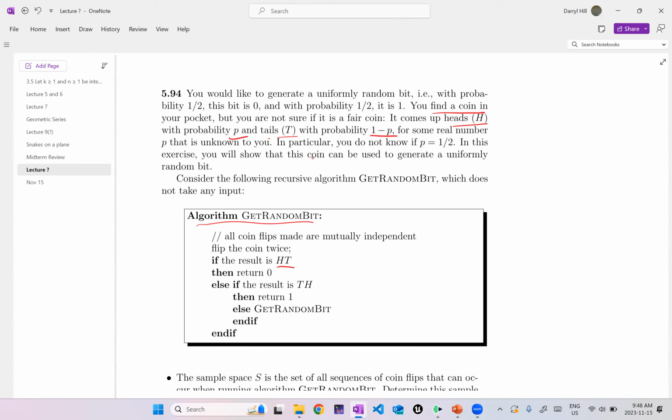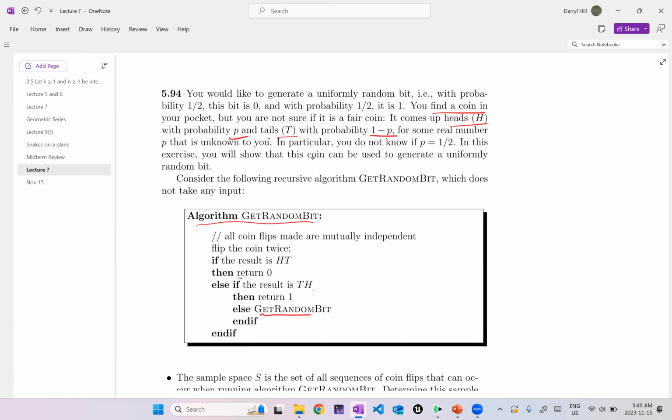But in this case, my coin is bent. Maybe it's not fair, but I'm still going to use it to get a bit. I'm going to get 1 with probability 1/2 and 0 with probability 1/2 by flipping this coin. So the algorithm is I flip the coin twice, and if the result is heads, tails, then I return a 0. I'm done. If the result is tails, heads, then I return a 1 and I'm done. Otherwise, I run my algorithm again. I flip my coin twice again.